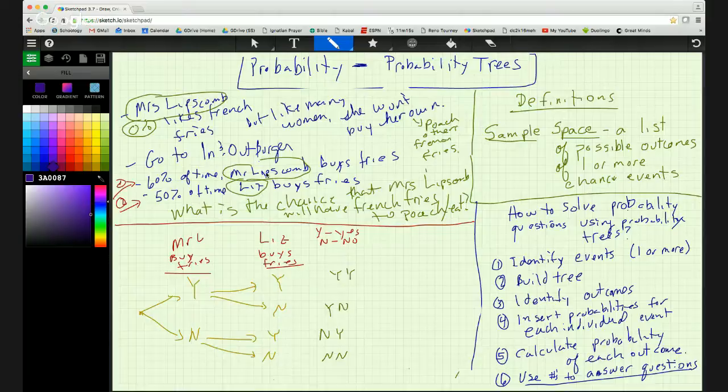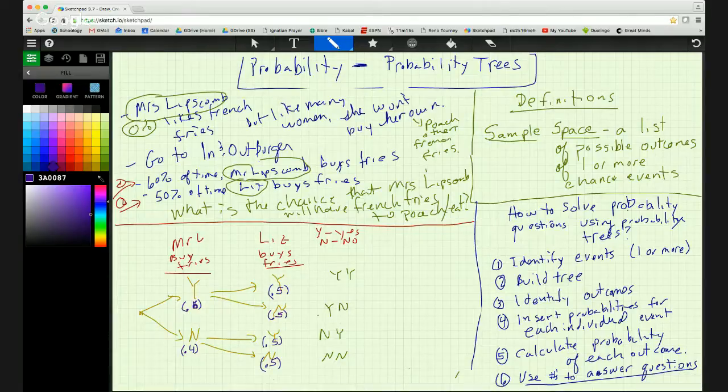Mr. Lipscomb buys fries 60% of the time. He doesn't buy fries 40% of the time. Liz buys fries 50% of the time and doesn't buy them 50%. Yes, 50%. And no, 50%.